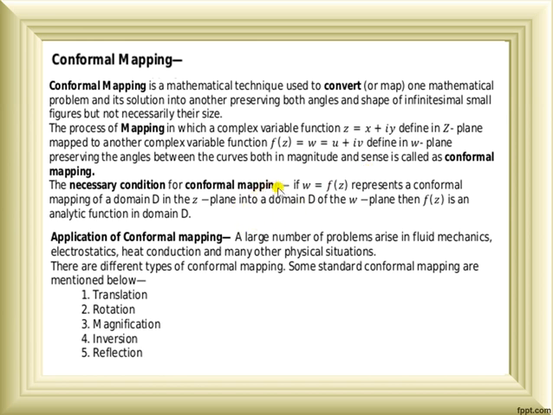The necessary condition for conformal mapping is this: if w equal to f of z represents a conformal mapping of a domain D in the z plane into a domain D of the w plane, then f of z is an analytic function in domain D. Only in the same domain will the mapping happen. In that particular domain, the function must be analytic.